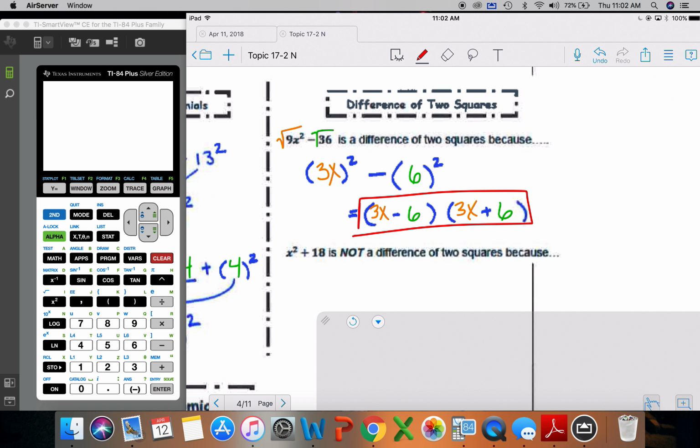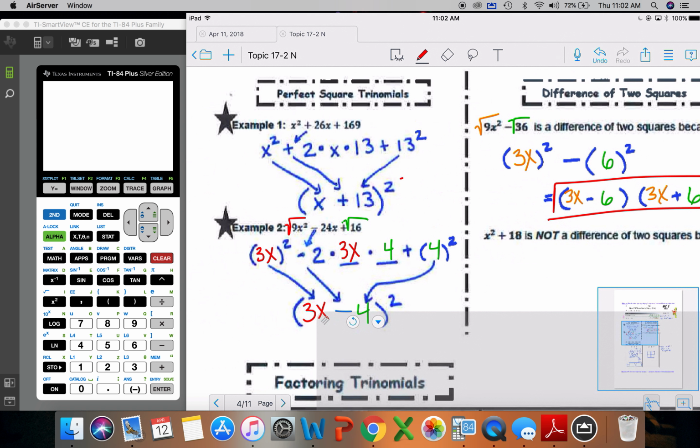Now, the thing with the special cases is they give you the formulas for them. However, you can also use the box on every single special case as long as you're able to recognize that if you get an answer like this, it is a perfect square trinomial.